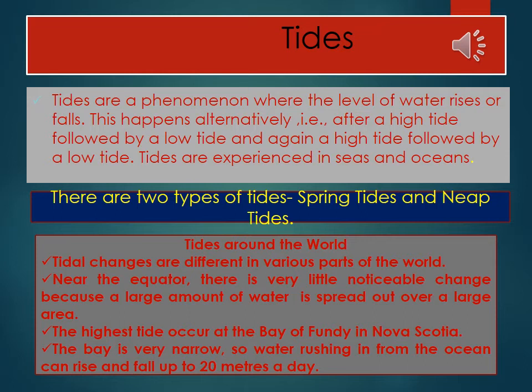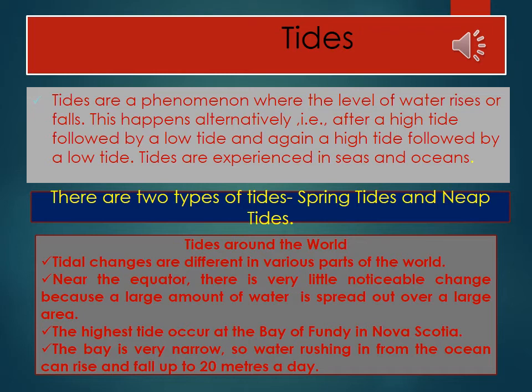Now let us know about the difference between spring tides and neap tides. When the moon is full or new, the gravitational pull of the moon and sun are combined because the sun, the moon, and the earth are in the same line. At these times, the high tides are very high and the low tides are very low. This is known as a spring tide.